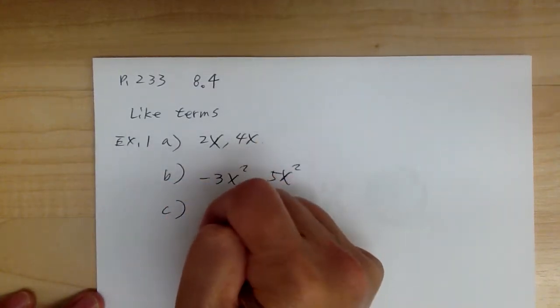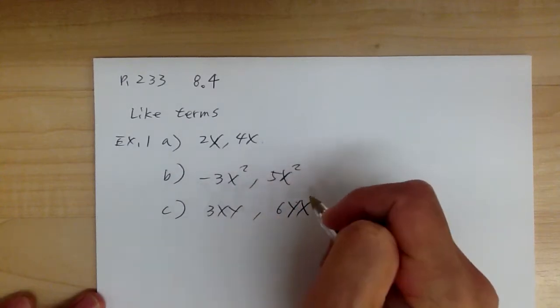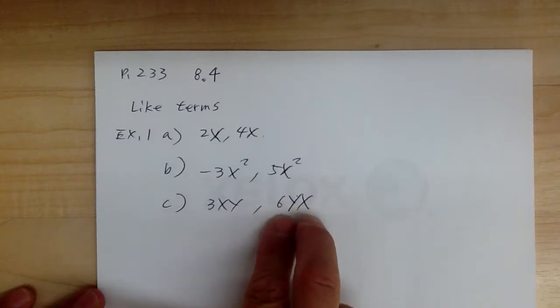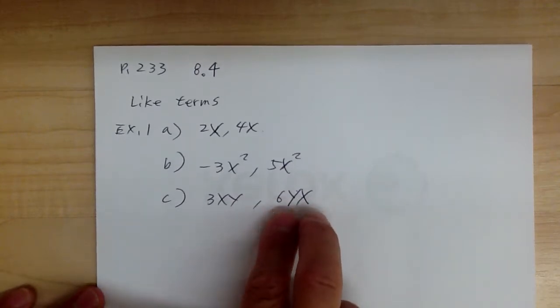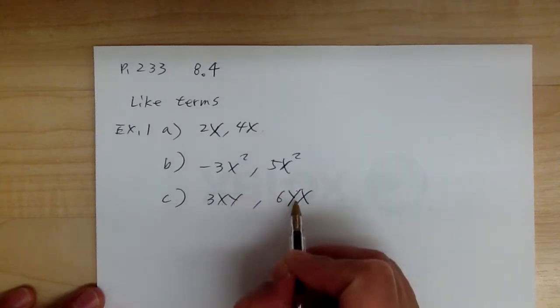You go to C, you got 3xy, and you have the 6yx. Now remember, the variables can be switched, right? They are commutative, so you can use the commutative property to switch. But again, look over here, you got x and y, you got y and x, so they are the same. So these are like terms.